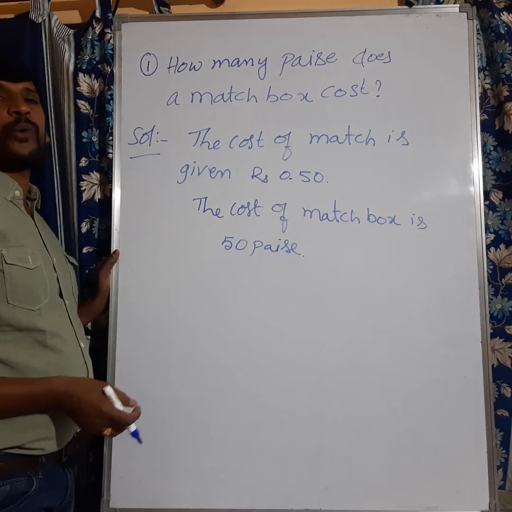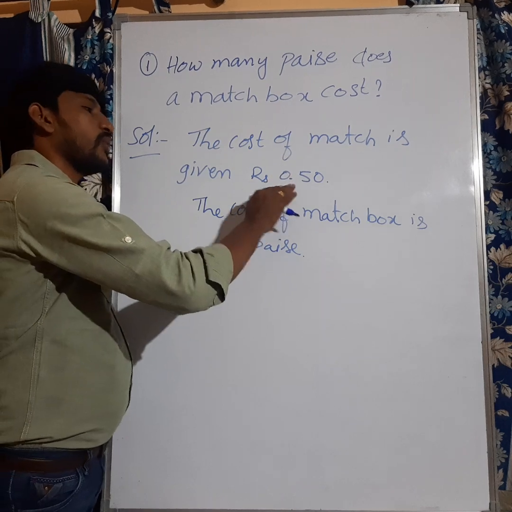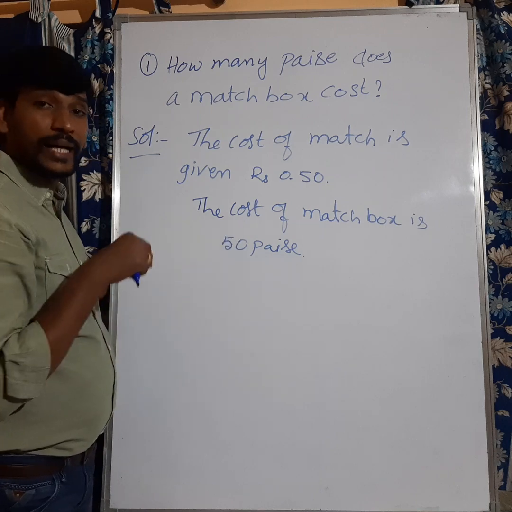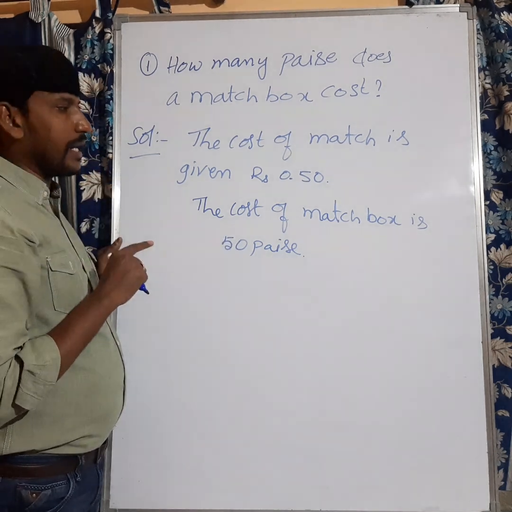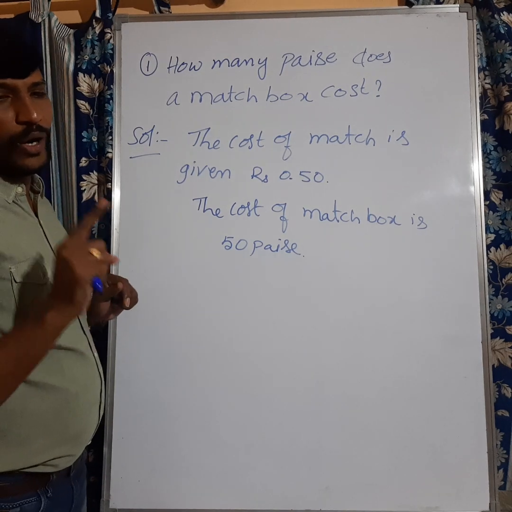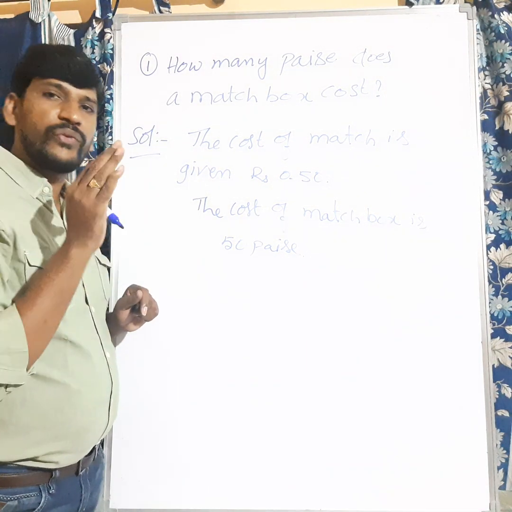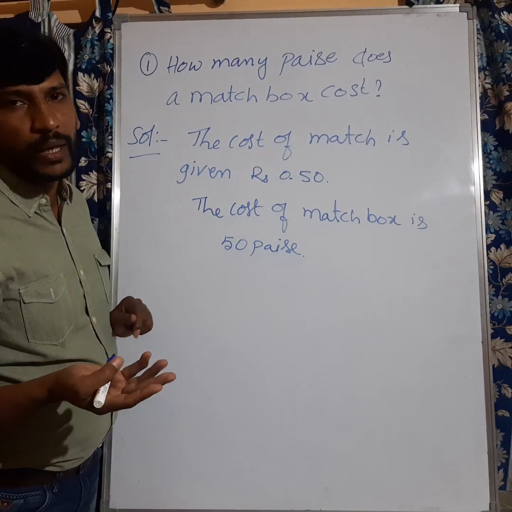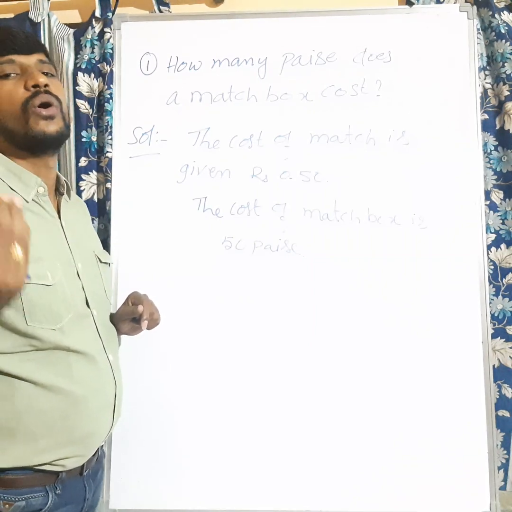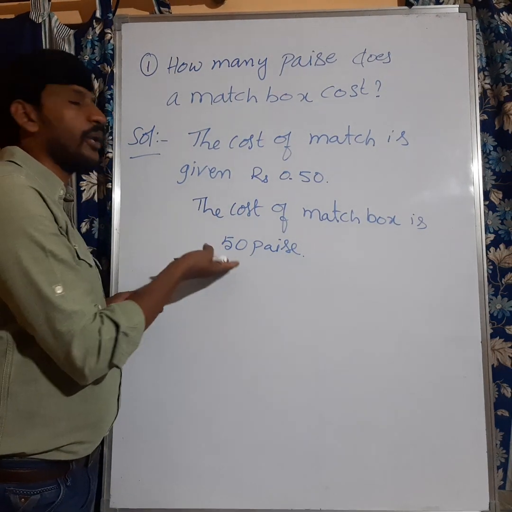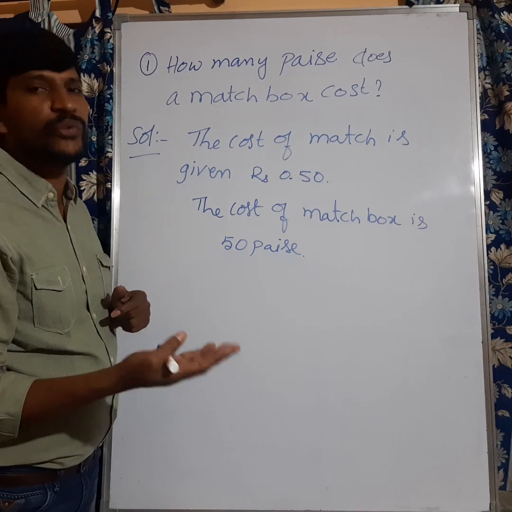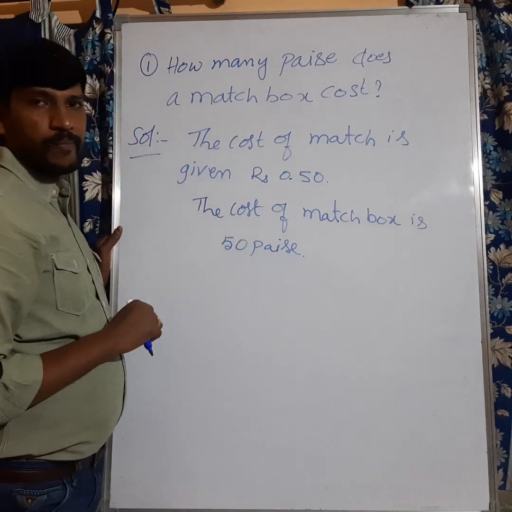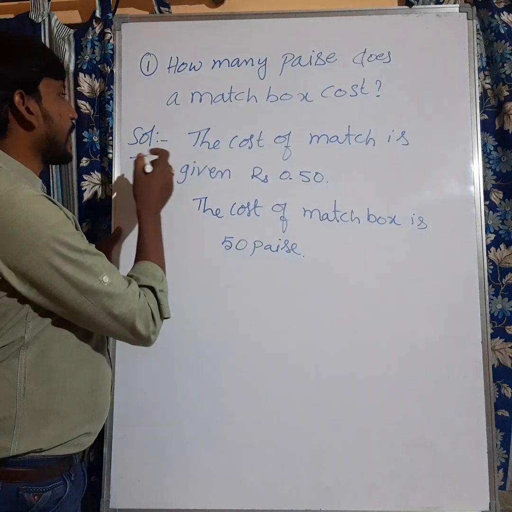How can you say that? See here it is rupees 0.50. It can be read as 50 paise, because I told you at the start of class, 1 rupee is equal to 100 paise. So 100 paise is equal to 1 rupee, then 50 paise is equal to half rupee. Clear? 1 by 2 rupee, half rupee. Half rupee is nothing but 50 paise. We can say rupees 0.50 can be written as 50 paise. Clear? Right. Now second question.